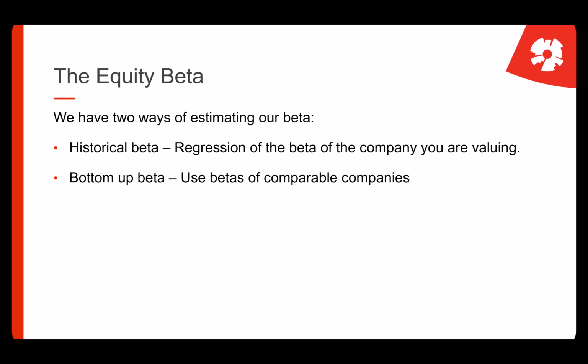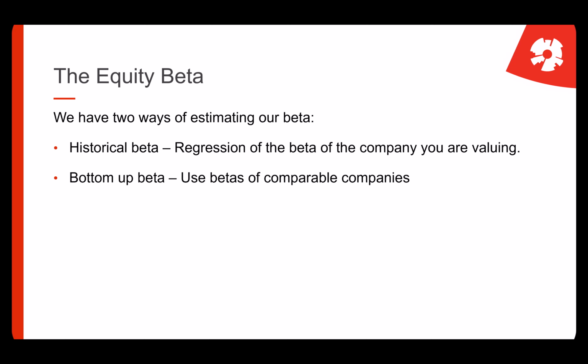Now we have two main ways of estimating beta. First is the historical or the regression beta. This involves regressing the company's past stock returns against a market index, which gives us a specific number, but it's noisy and sensitive to the index that is chosen, and assumes that the firm's past risk matches the future predicted risk.